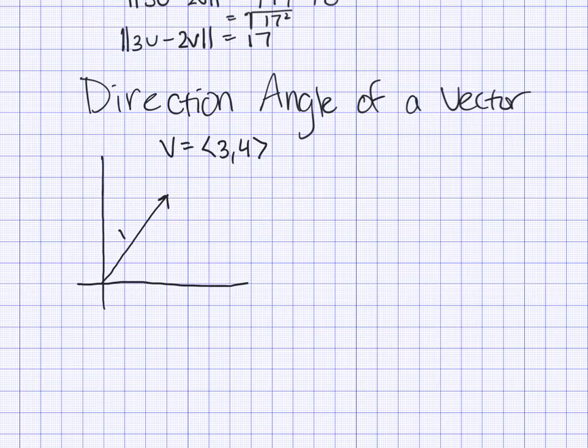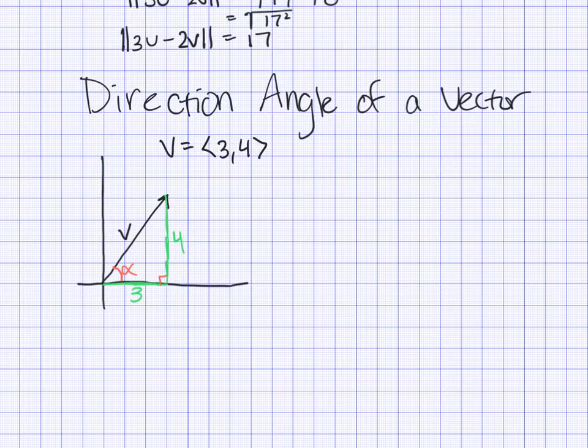Okay, so this is going to be vector v, and we know this length right here is 3. The length here is 4. And what I am asking for is this angle, we're going to call it alpha. We're asking for this angle right here.